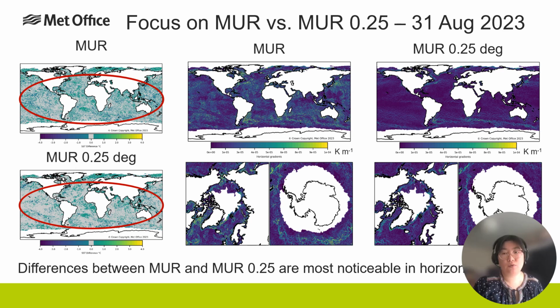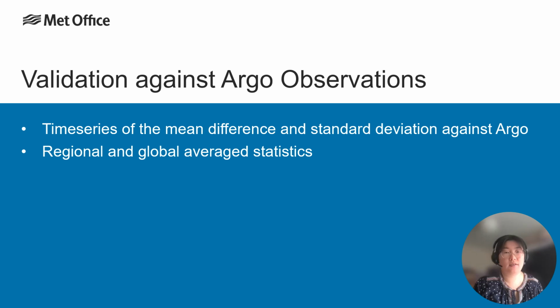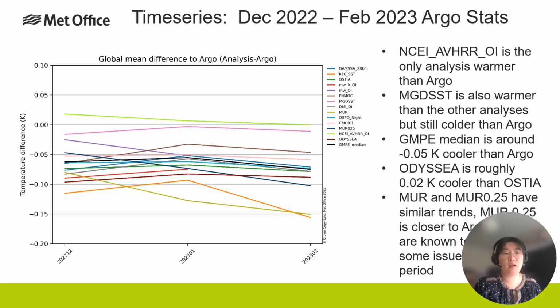So we'll look next into the Argo statistics, as we can tell how the L4 analyses compare to Argo observations. As to most L4 analyses, the Argo observations are independent, so it could be a good way to validate the quality of the L4 analyses. So we'll look into time series of the mean difference and standard deviation, as well as regional and globally averaged statistics. The first is the global mean difference to Argo.